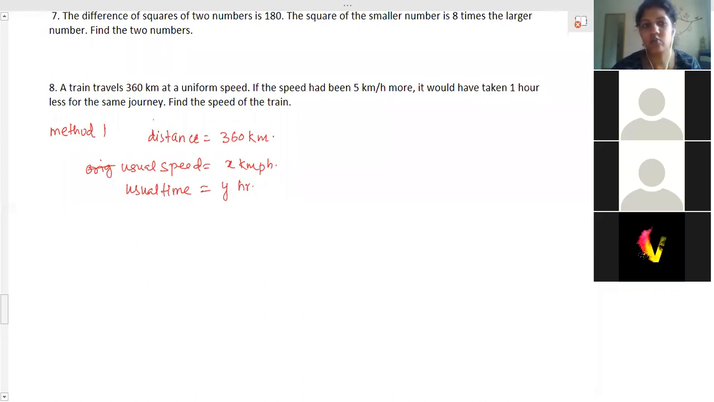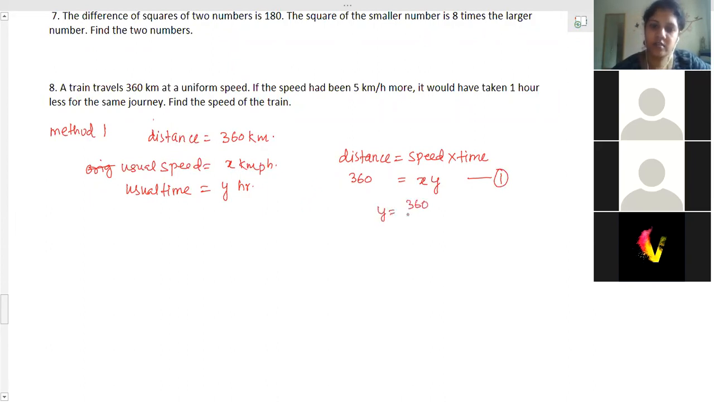Okay. So now what is the relation between speed, distance and time? Speed is equal to distance by time, and distance is equal to speed into time. Distance is 360 kilometers, speed is x, time is y. So xy is equal to 360. This is the first equation we got. Now the value of y is 360 by x.